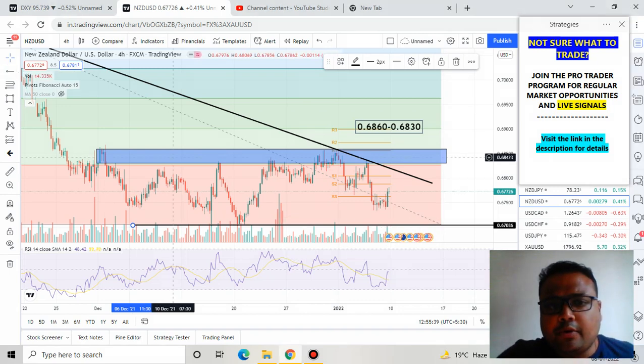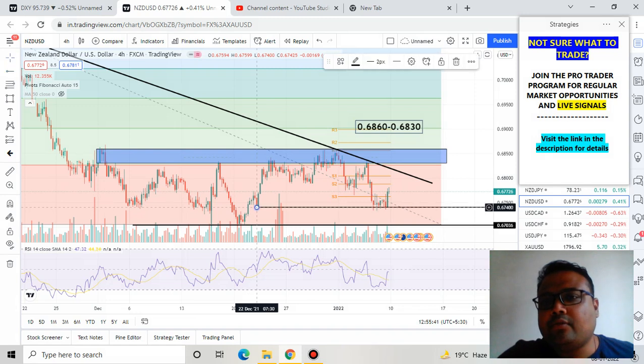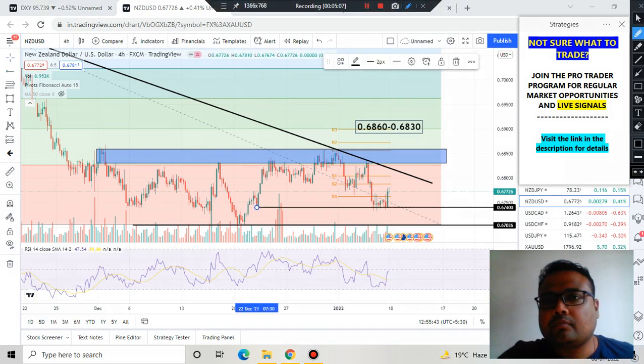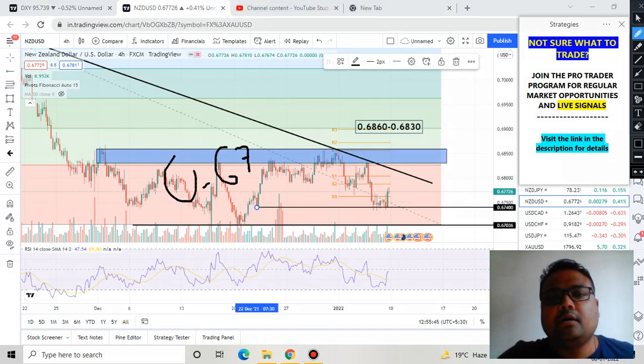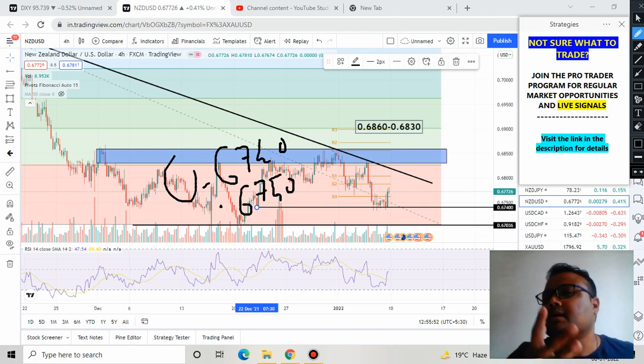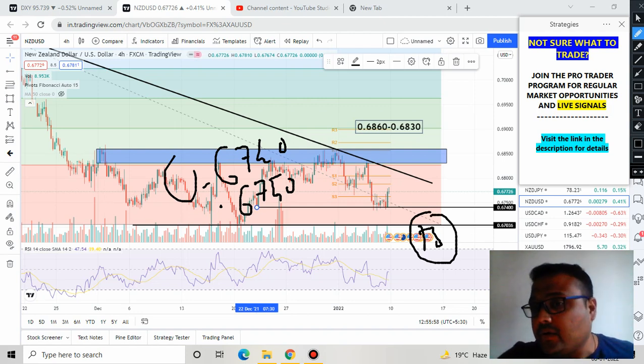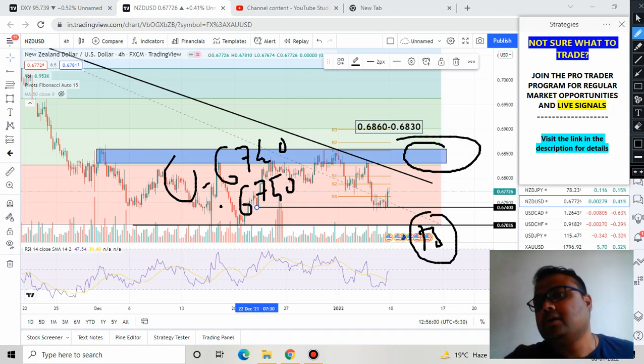We have a minor support here at 0.6740 to 0.6750. This is a minor support. So if you want to take a buy, that's your personal call. I'll not suggest, at least I'll not take. I'll take a buy at 0.6700 if market bounces, and I'll try to take a sell in this zone, because this is a very strong resistance zone for the market.